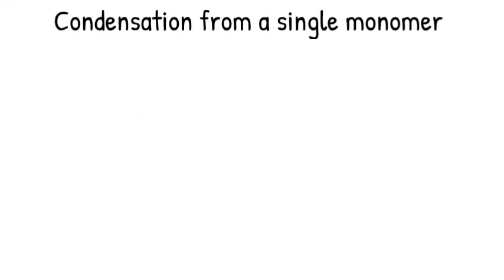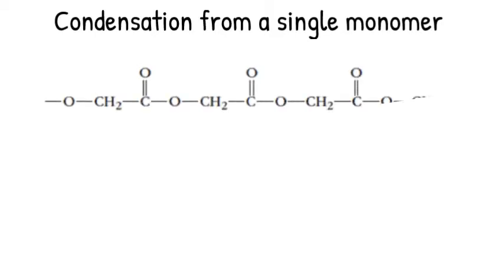Now, the example we just looked at was using two different monomers. Let's have a look at how we can make a condensation polymer from a single monomer. Let's start in the reverse direction this time. Let's start with the polymer. This line here is the start of the polymer, and we need to go along to the right until we start to repeat again. The part between the lines is called our repeating unit, or our monomer.